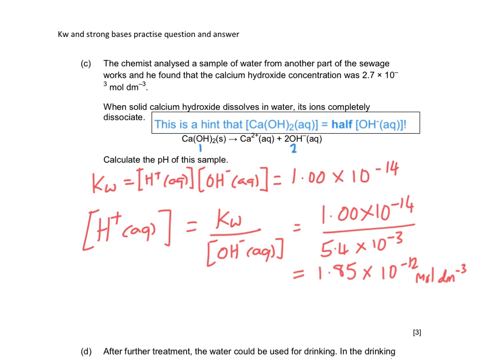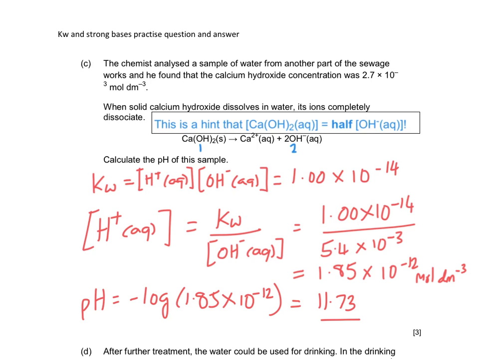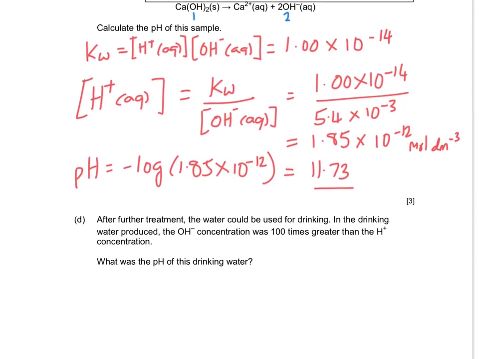And that gives us an H plus concentration of 1.85 times 10 to the minus 12 moles per decimeter cubed, which if you plug into the pH expression, pH equals minus log of the concentration of H plus, that gives us a pH of 11.73, which is what you'd expect for a strong base like calcium hydroxide. So let's move the page down a bit and look at the final part.